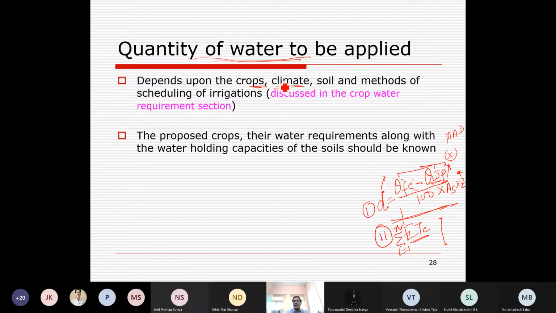So based on crop, climate, soil type, and methods of scheduling of irrigation, which we have already discussed in water requirement, we are first finding out how much depth of water needs to be applied, that is, the quantity of water to be applied as irrigation. The proposed crop, its water requirement, along with the water holding capacity of the soil should be known. So we need to find out this information first as an inventory to design the irrigation system, and specifically here we are talking about the sprinkler irrigation system.